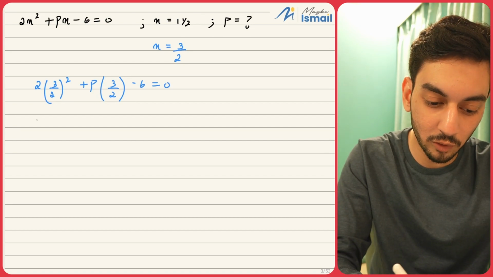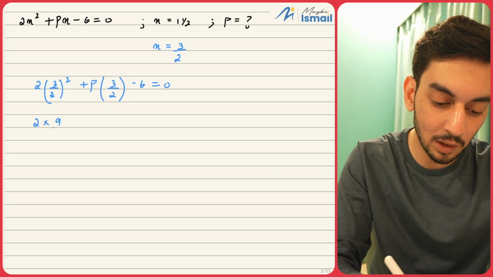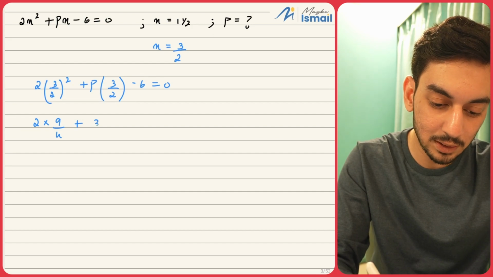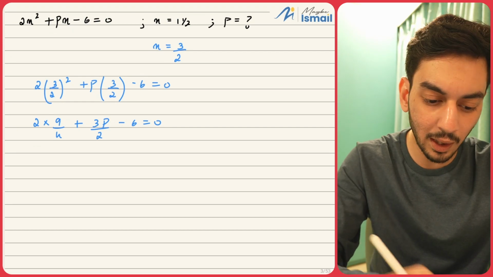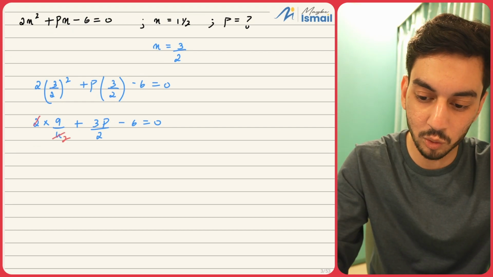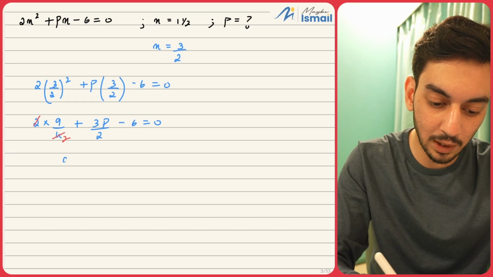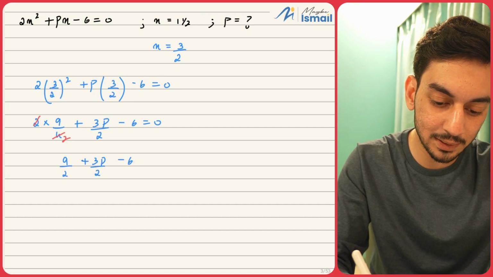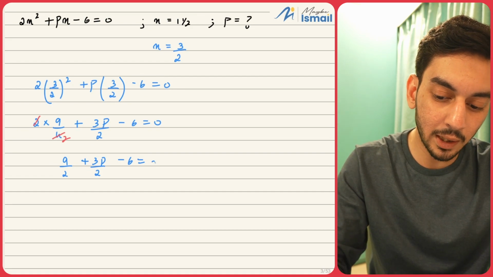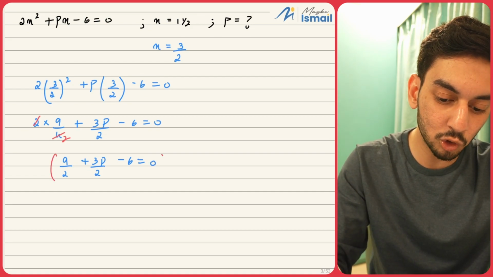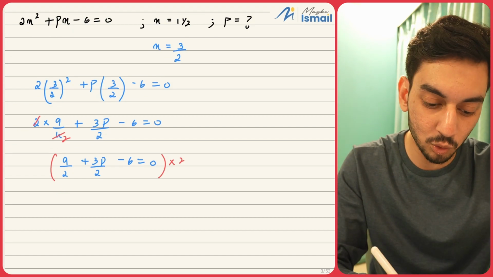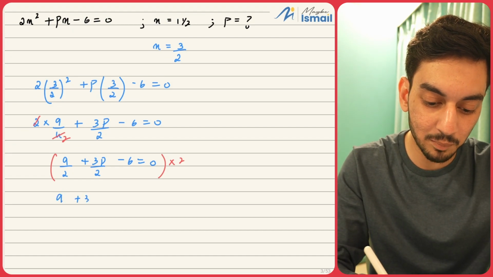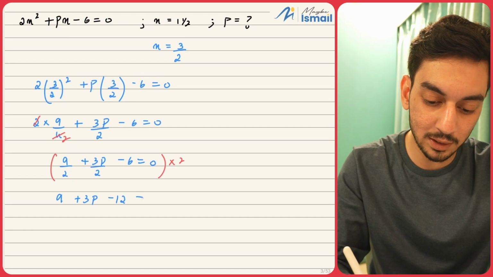The square goes to both of them, so it becomes 2 times 9 over 4 plus 3p over 2 minus 6 is equal to 0. I can simplify this, 2 times 1 and 2 times 2. So over here this becomes 9 over 2 plus 3p over 2 minus 6 is equal to 0. I can multiply the entire equation by 2 so that I get rid of the denominators from everywhere. So every term gets multiplied with 2. So it becomes 9 plus 3p minus 12 is equal to 0.